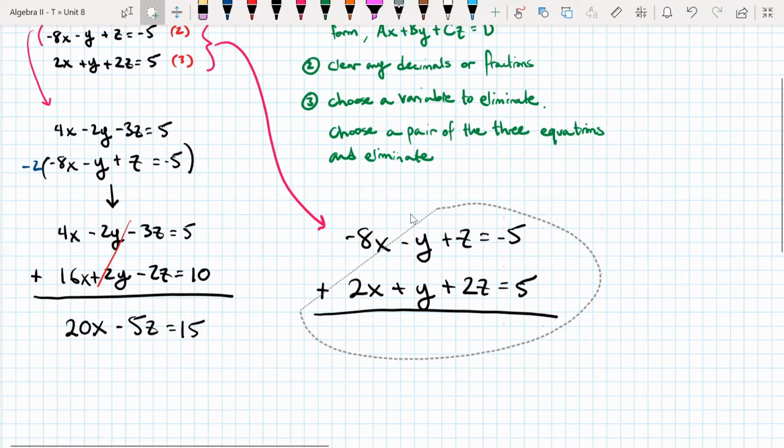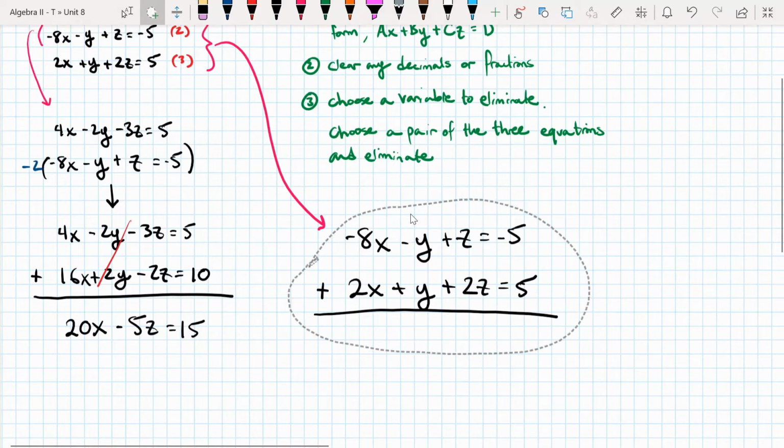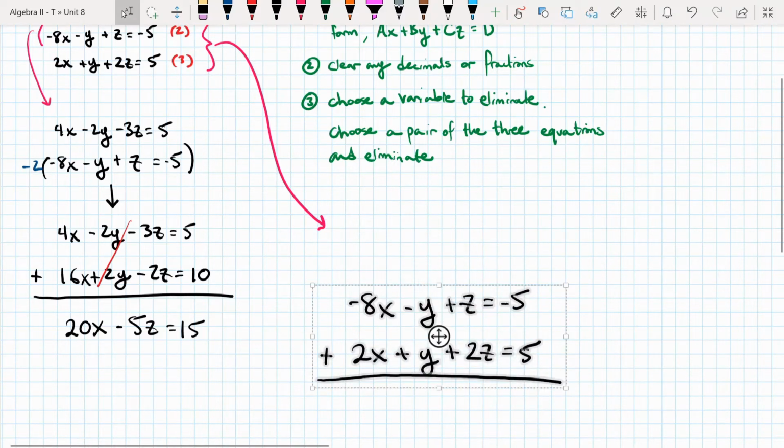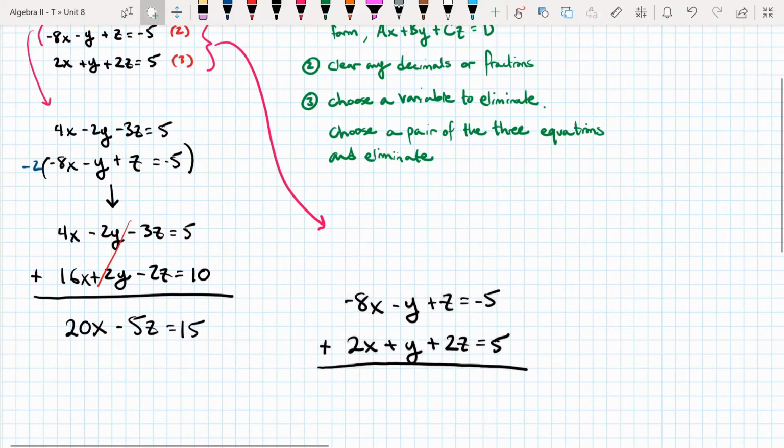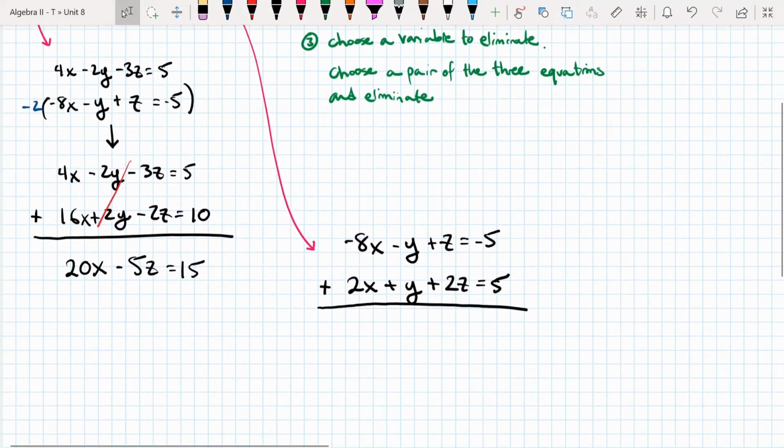Let's add these together. I'm just going to move this down a little bit. Notice that we can eliminate the variable y without that much arithmetic because we have a negative y in the first equation and then a positive y in the second equation. So we end up with negative 6x. The y's go away again. Plus 3z equals 0. That's step number 3.